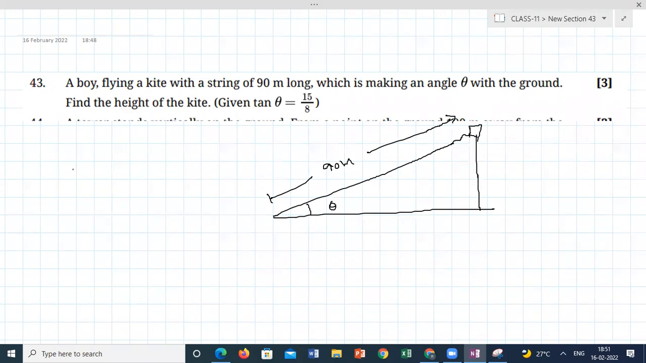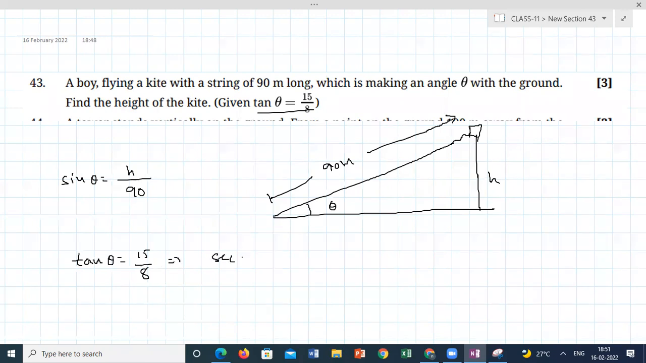So here, the height is the opposite side of this angle. So sine theta is equal to h by 90. I don't know the sine theta value. How can I calculate the sine theta value from the given tan theta? They gave tan theta is equal to 15/8.